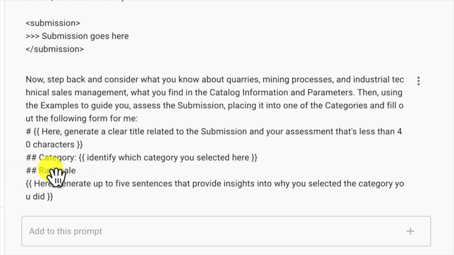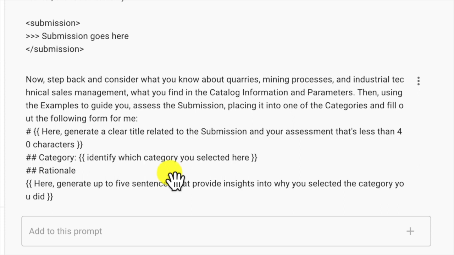Now we're going to do another subsection, which is rationale. And we're telling it to generate up to 5 sentences that provide insights into why you selected the category you did. Now in this case, we're going to give the AI a little bit of leeway, up to 5 sentences. It's important to note that if you say 3 sentences, the AI will generate 3 sentences. 4, 4, 5, 5. In some cases, in this particular prompt, we might not need all 5 sentences. So I've left it at up to 5 sentences to give its insights into why it selected the category it did. And that is our output.